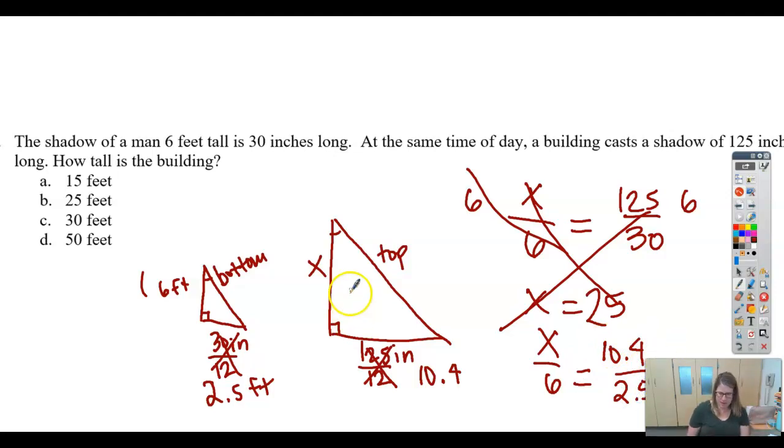So let's do that. We're going to times by 6, right? 10.4 divided by 2.5 is 4.16. Times that by 6, and we have 24.96. Well, look at that, which rounds up to 25. So either way, we still got 25. So 25 feet is the height of the building. So that would be B.